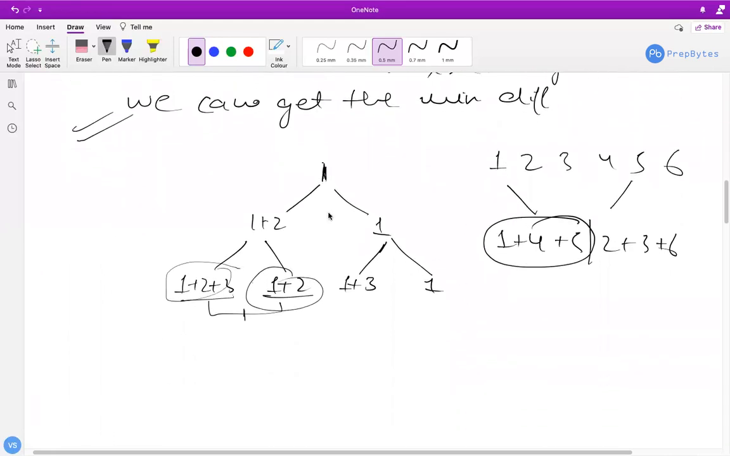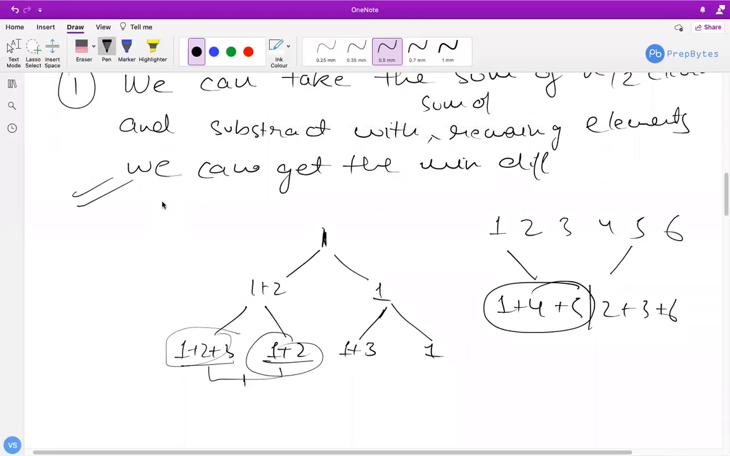Otherwise you can do this by recursion also, you can put the base condition n by 2 elements. Okay, I will show you the implementation. So this was the observation for this question. Now let's see the implementation.